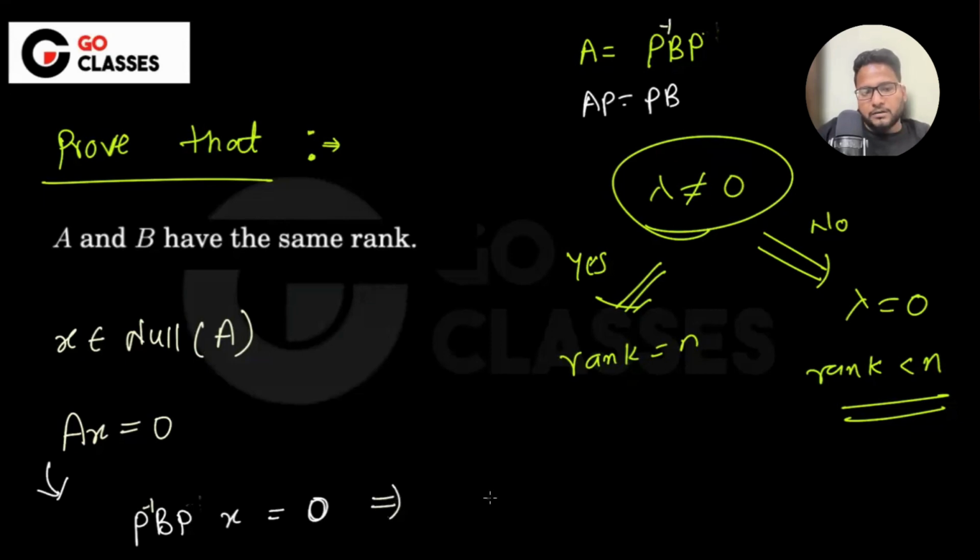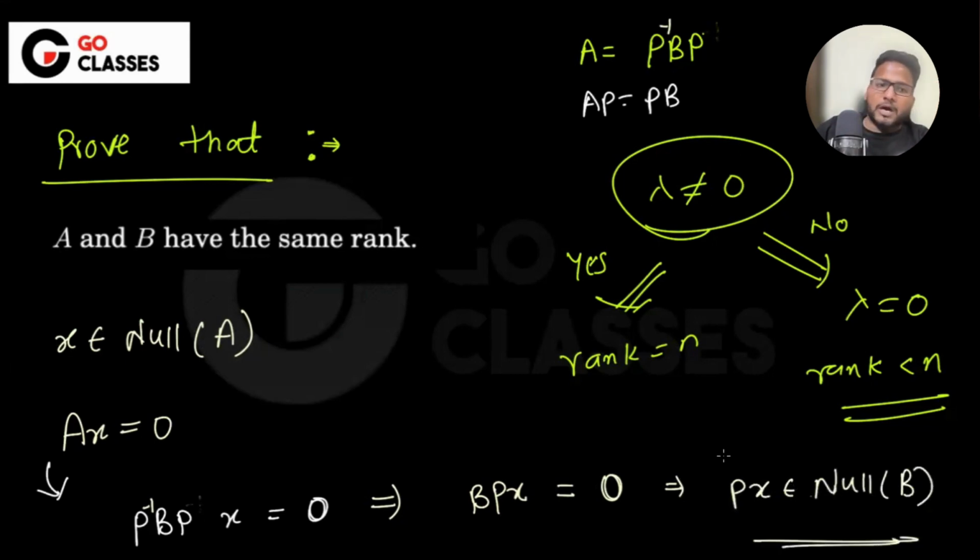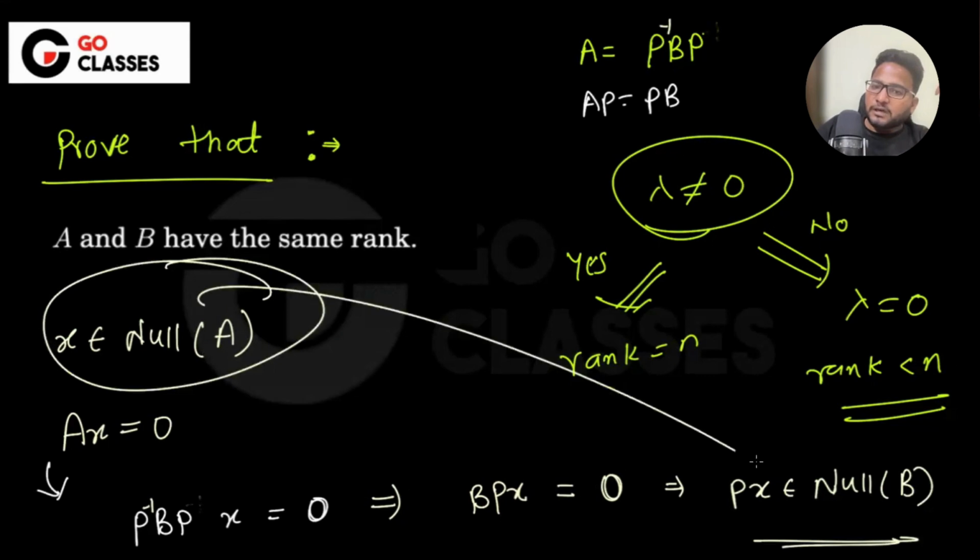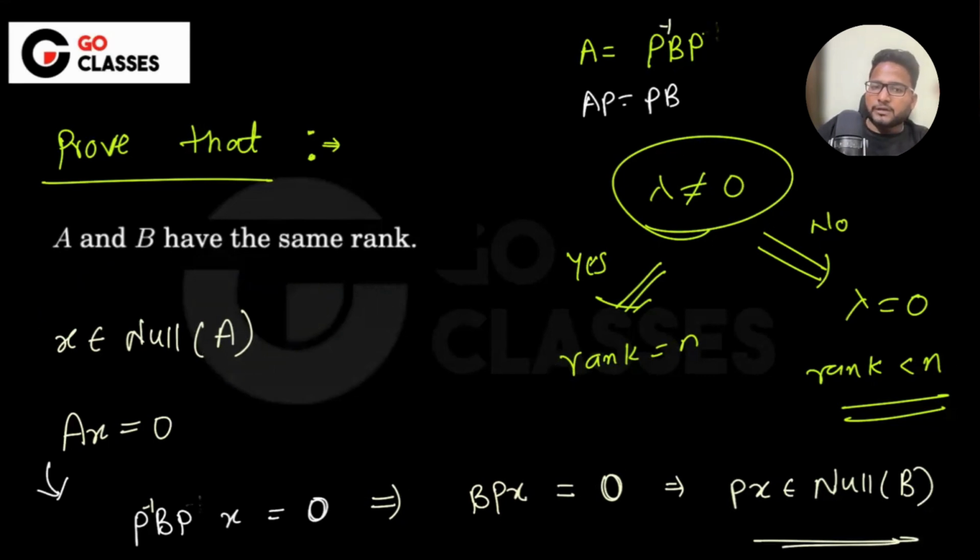And from here, can we say BPX? You multiply P both sides, BPX equal to 0. So if AX equal to 0, X is in the null space of A, then from here what can we say? Then we can say PX is in the null space of B. Is this okay? If X is in the null space of A, then PX is in the null space of B. Is this fine to everyone?